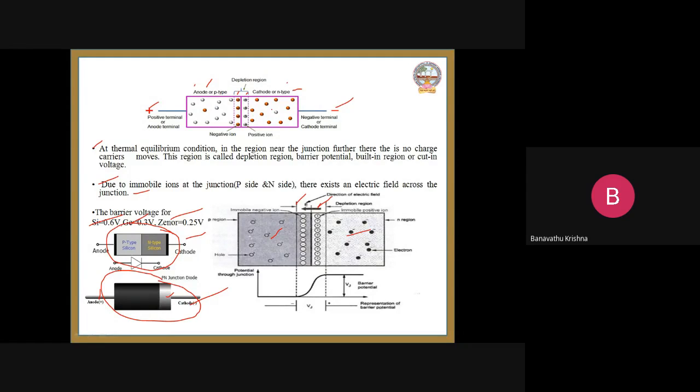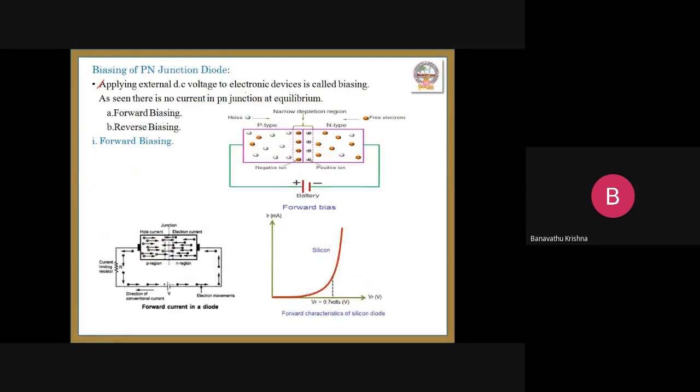At equilibrium, without applying any external forces to the PN junction, we can say it is an open circuited PN junction. If you apply any voltage using batteries, positive terminal connected to the positive terminal, negative terminal connected to the negative terminal, then the device changes its properties completely. That is nothing but biasing conditions. So let us observe the biasing here. Applying an external DC voltage to electronic devices is called biasing.